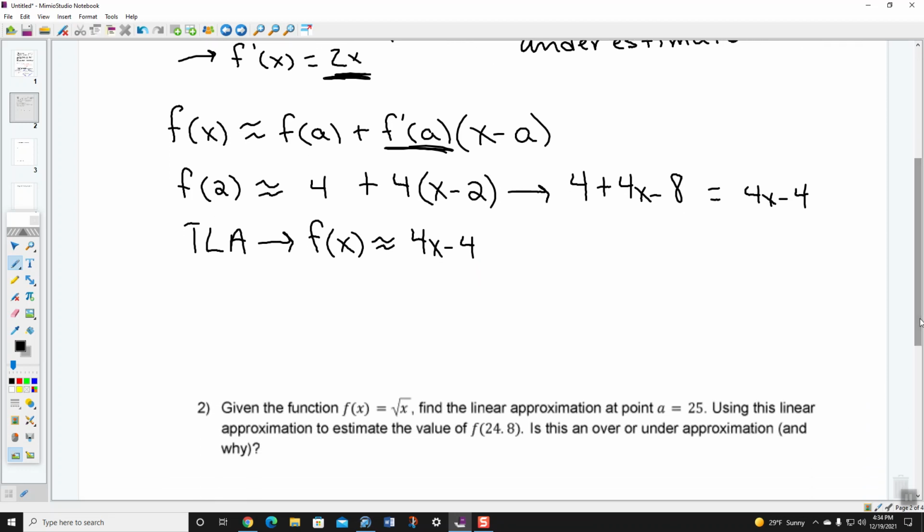But what we want to do is use this tangent line approximation to approximate f of 2.1. Again, keep in mind, we plugged it into x squared. We know it's going to be 4.41. But just to make sure that you understand what's really going on here, let's take a look at this.